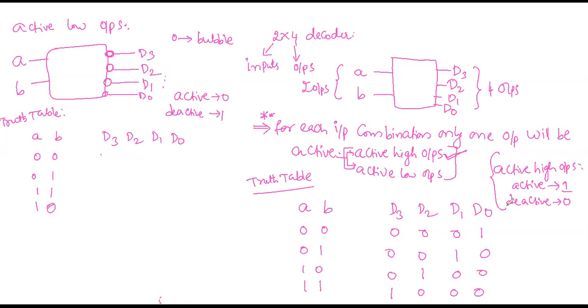Opposite to the active high. So D0 will be active, remaining will be deactive. 0, 1: D1 will be active, remaining will be deactive. 1, 0 means 2: D2 will be active, remaining is deactive. 1, 1: D3 will be active, remaining will be deactive.